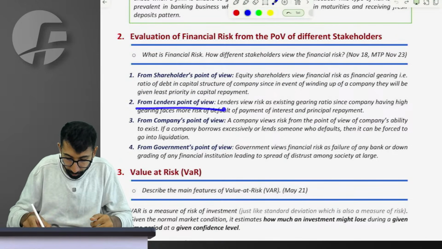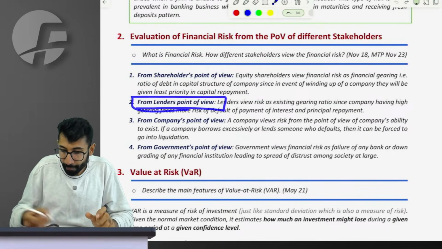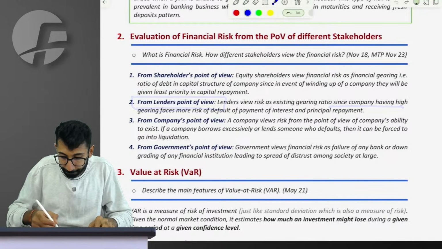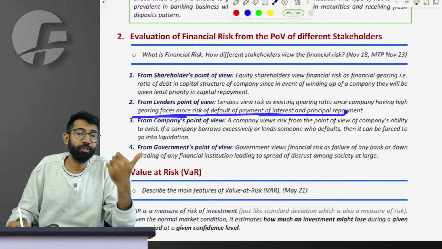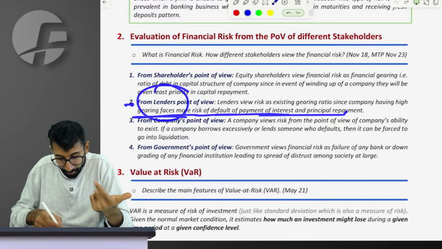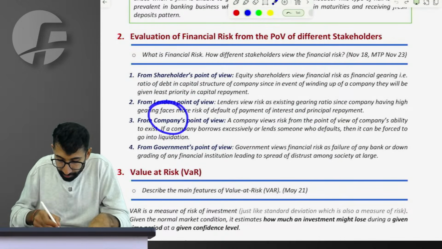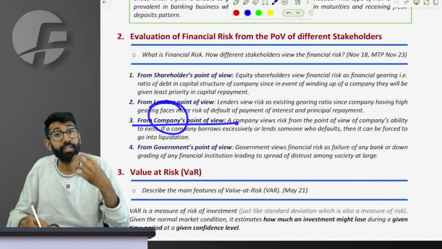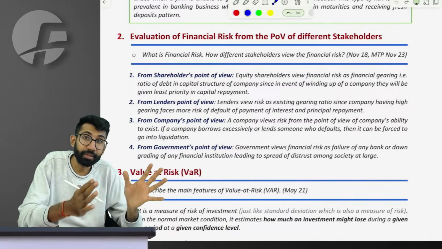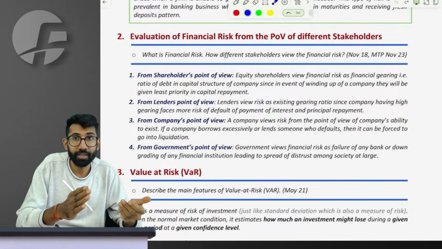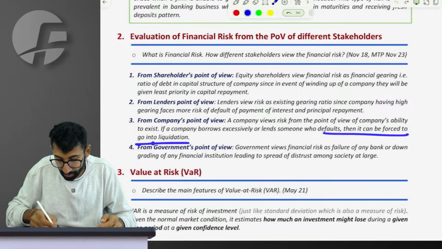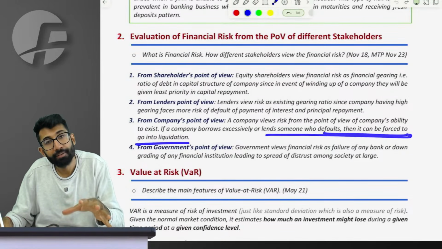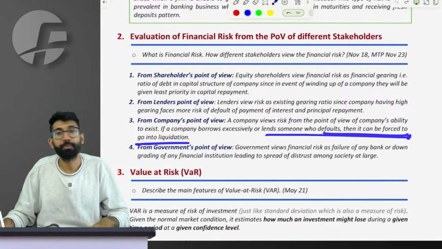Risk from the point of view of the lender. Sir, the risk that a company having high debt might default in the payment of interest and principal, that is the risk the lender is facing. The company itself is facing the risk that if it defaults, it may not be able to repay the debt, the amount of interest and principal, in which case the company might be forced to go to bankruptcy, to go to liquidation.